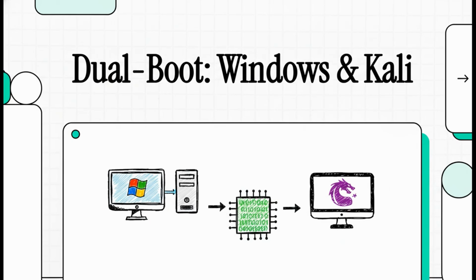Welcome to the Explainer. So, you've got one machine, but you want two powerhouse operating systems on it. Today, we're going to talk about exactly that, how to get the everyday productivity of Windows and the powerful cybersecurity tools of Kali Linux living together on a single laptop.